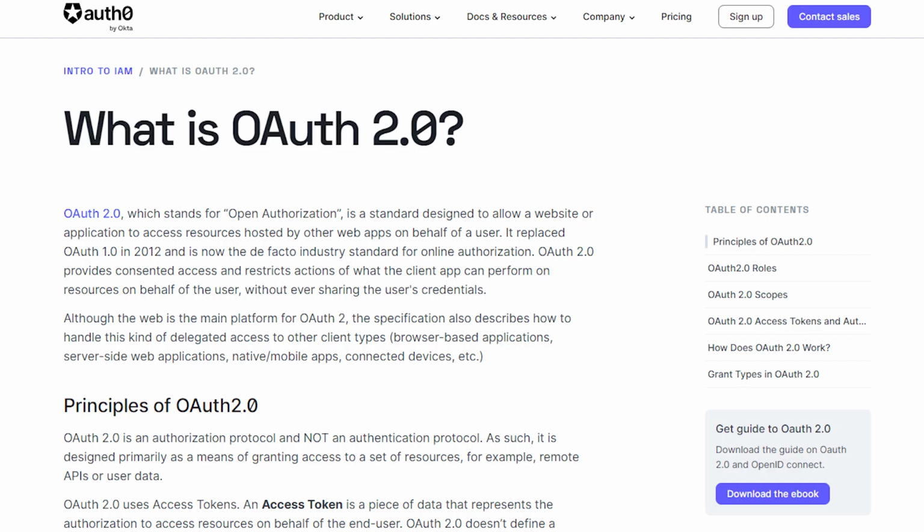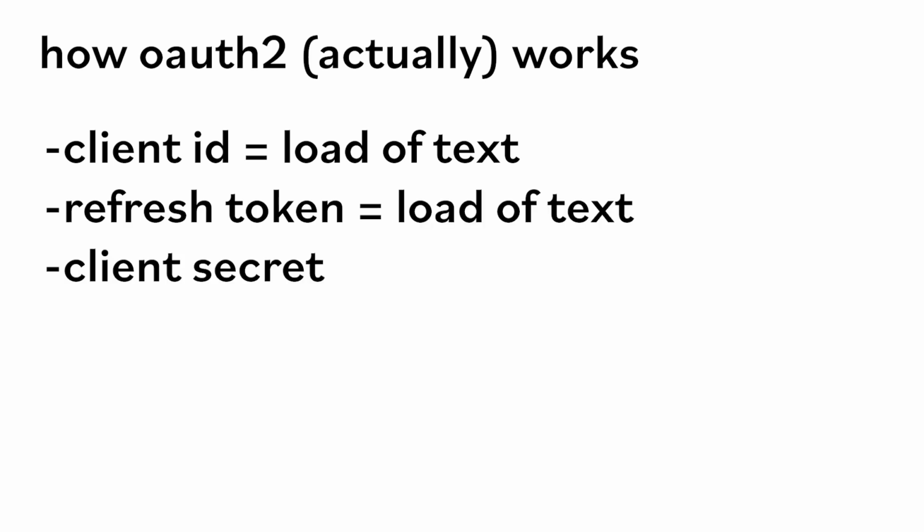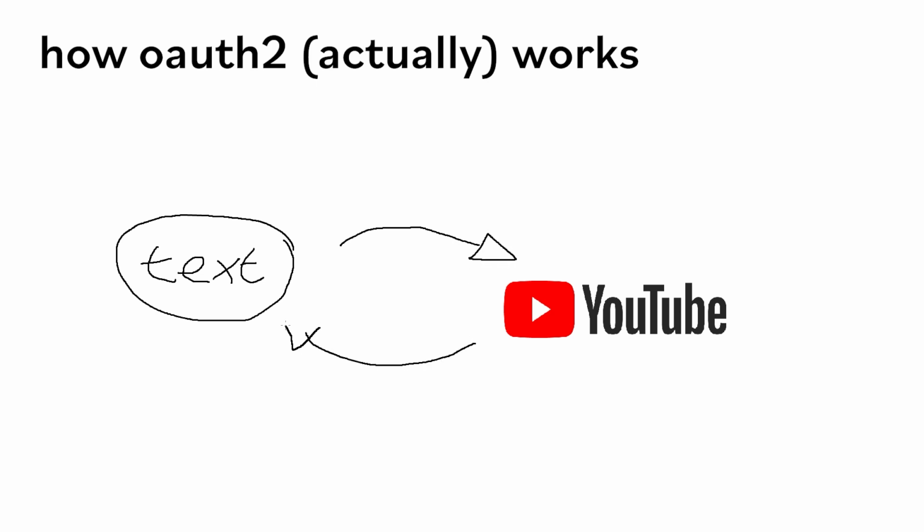The idea behind OAuth 2 is basically just a bunch of text, and if you write down enough text, you can trick everyone into thinking that you know what you're doing. You have a client ID, which is a load of text, and a refresh token, which is a load of text, and a secret ID, which is, you guessed it, a load of text. If you put the text in the correct place and make the calls to the correct URLs, YouTube will be so overwhelmed by the amount of text that you're giving it that it has no choice but to let you in and run whatever commands you want. That's definitely how it works.